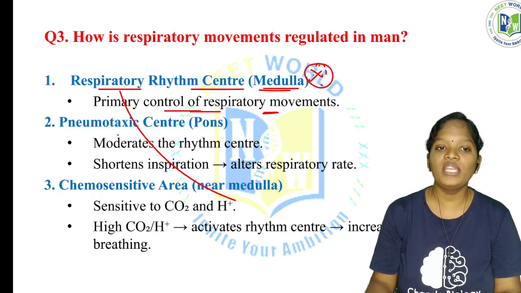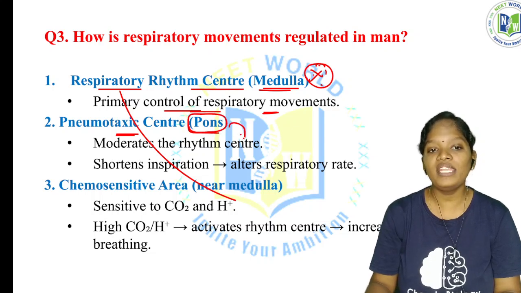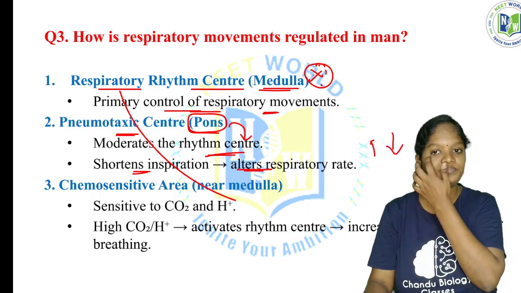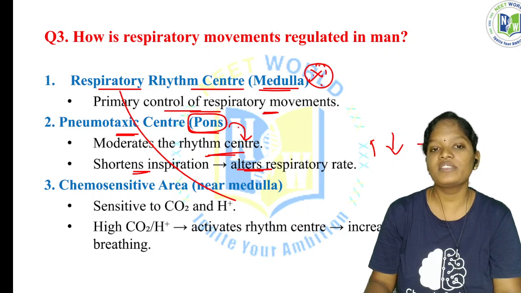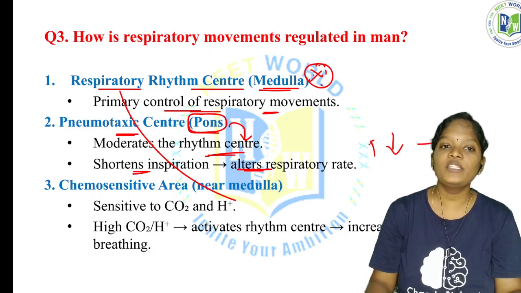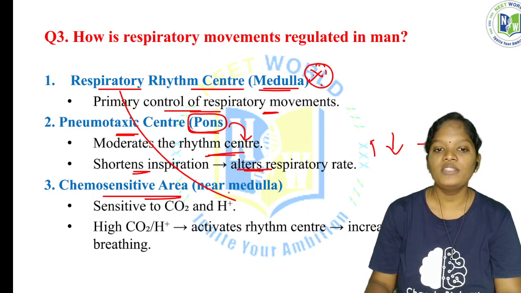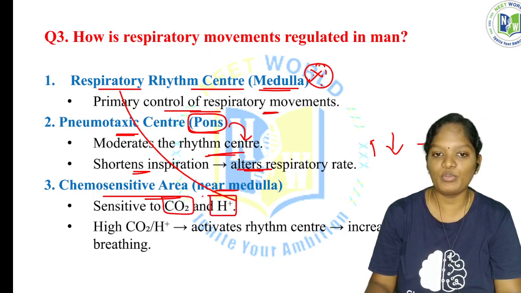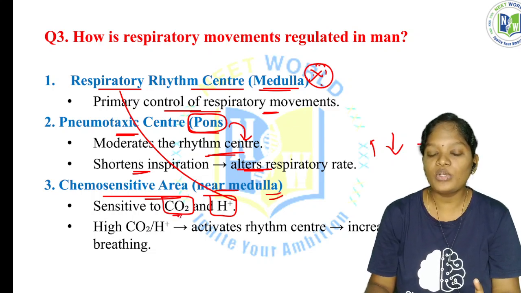The second important thing is the pneumotaxic center, which is present in the pons. Here it moderates the rhythm center. It shortens inspiration and alters the respiratory rate. The pneumotaxic center is present in the pons, and the respiratory rhythm center is present in the medulla. The chemosensitive area is present near the medulla, and it is sensitive to carbon dioxide and H plus.